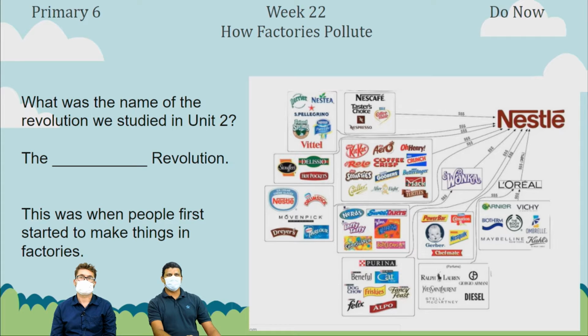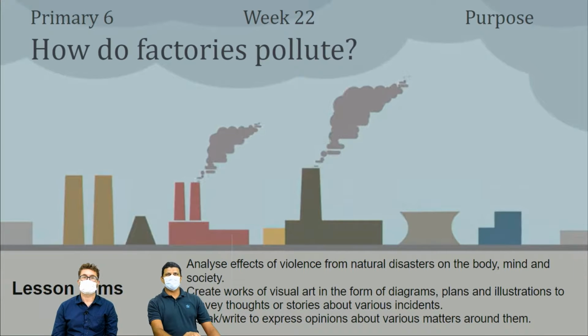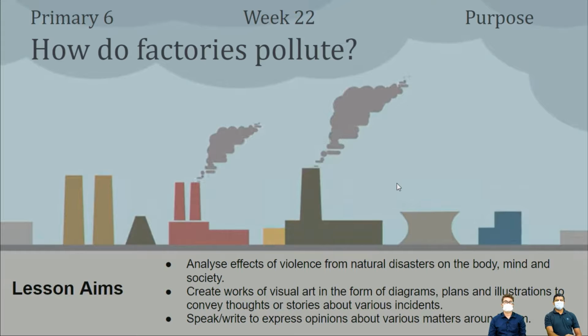Okay, so this was when people first started to make things in factories. And as you can see on the right hand side, you have all these different products, but believe it or not, they are all owned by one Swiss company called Nestle. Okay. So Nestle has big factories, and in those factories, all these products are made. So we mentioned about factories, and factories produce products for human consumption, and as a consequence, these factories create pollution. So that is what we will learn today.